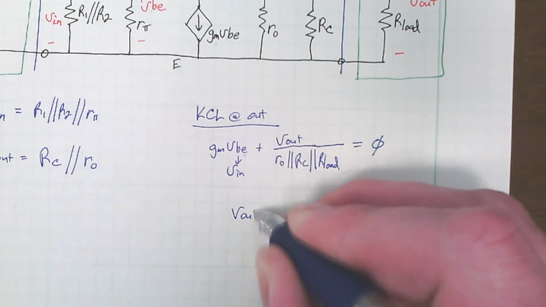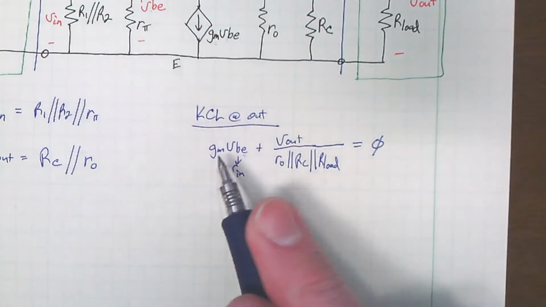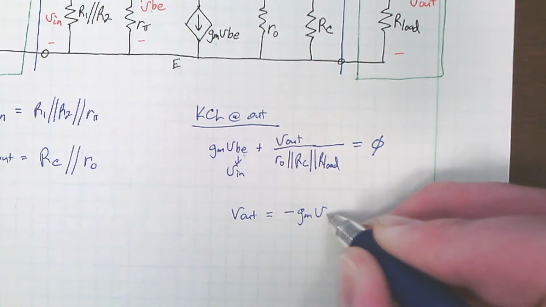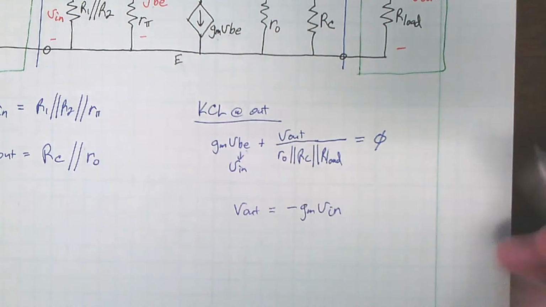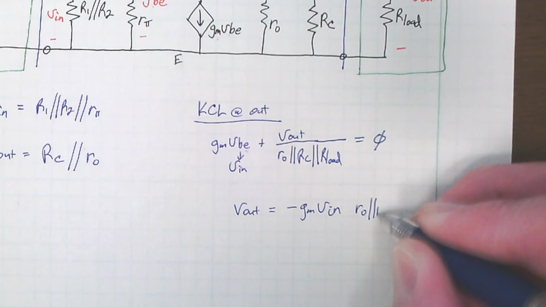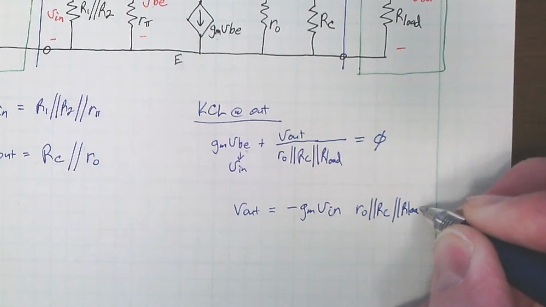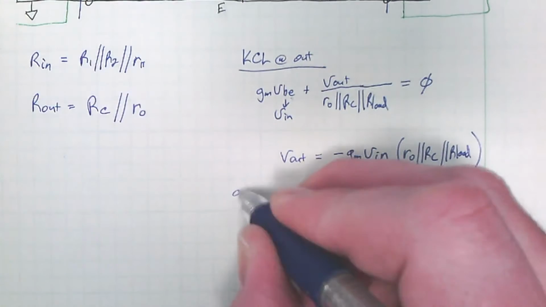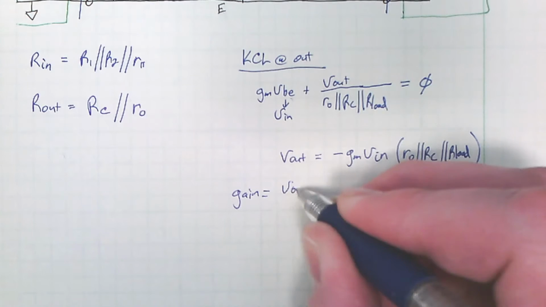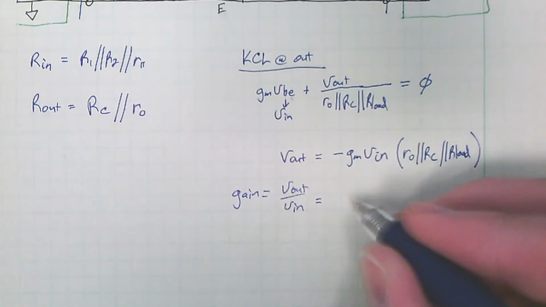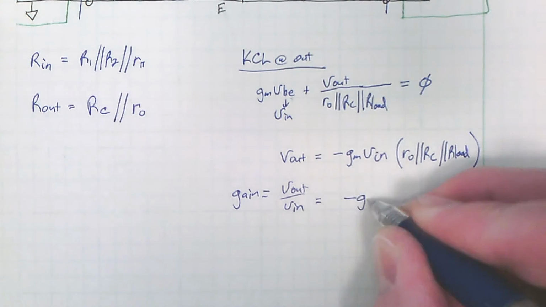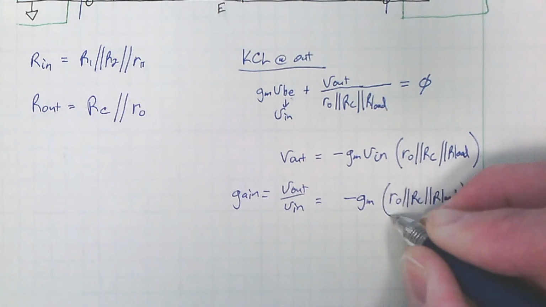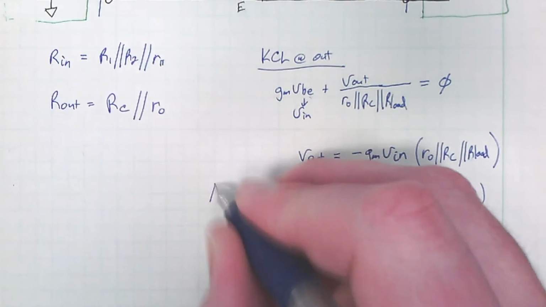V out on the left side equals minus GM VBE, minus GM V, I'm going to call it V in, times RO, RC, R load, parentheses here so we don't forget. Our gain, which is defined as V out over V in, is simply, move V in over the other side, minus GM, RO, RC, R load, and that's it. Call this AV.